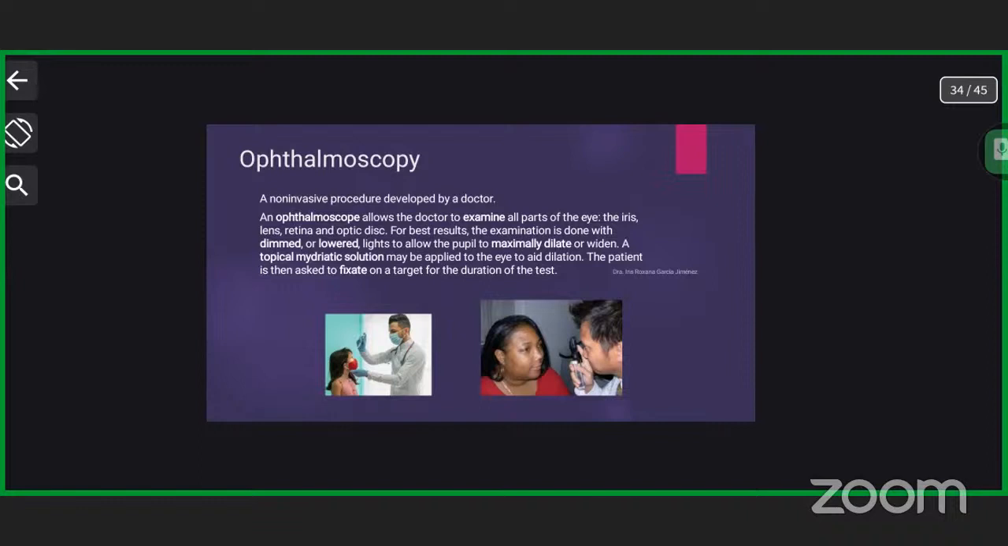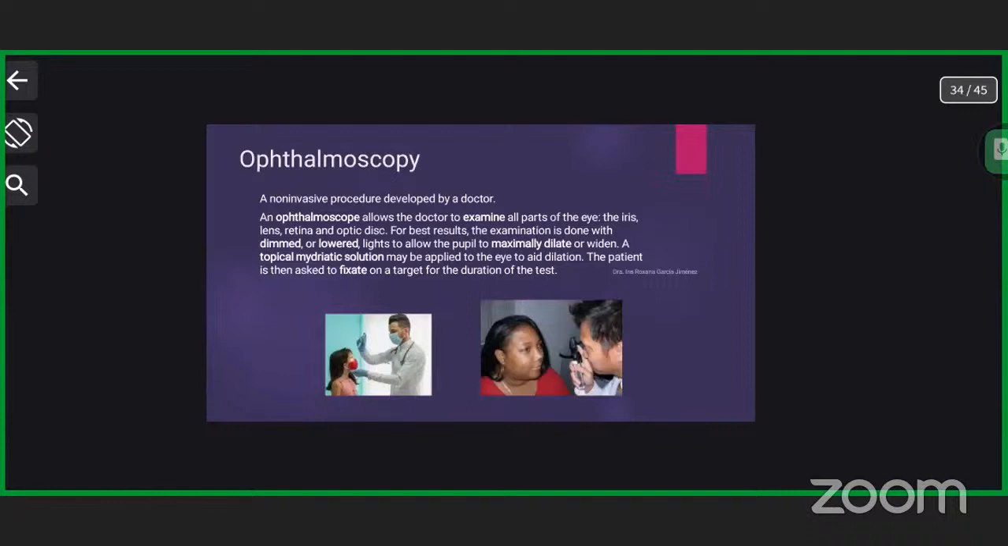Okay, thank you, Stacy. So you can see, a non-invasive procedure. Non-invasive means no pain. We don't have to get into the body. Just checking into the eye with a light. And sometimes you have to dilate the pupil. You have to open it with medication.